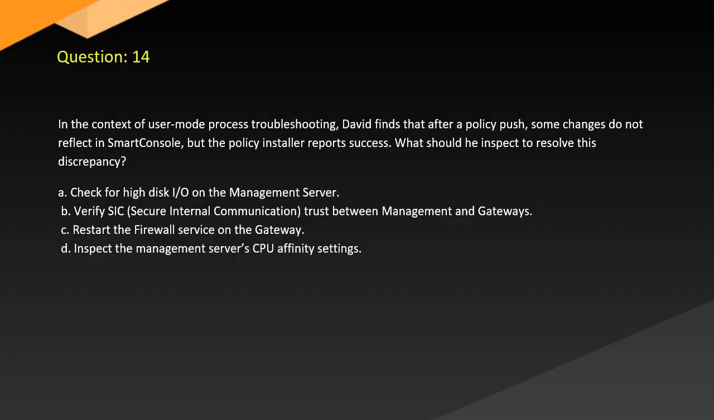Question 14. In the context of user mode process troubleshooting, David finds that after a policy push, some changes do not reflect in SmartConsole, but the policy installer reports success. What should he inspect to resolve this discrepancy? A. Check for high disk I/O on the management server. B. Verify SIC, secure internal communication, trust between management and gateways. C. Restart the firewall service on the gateway. D. Inspect the management server's CPU affinity settings.